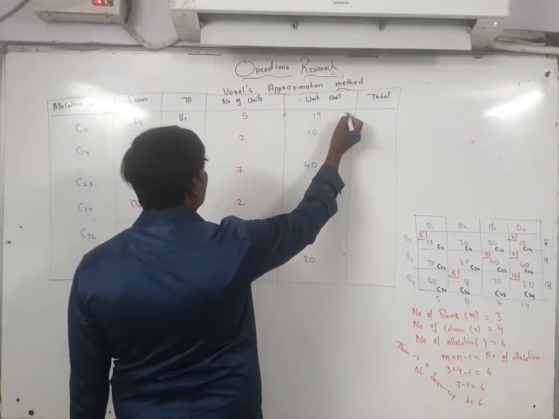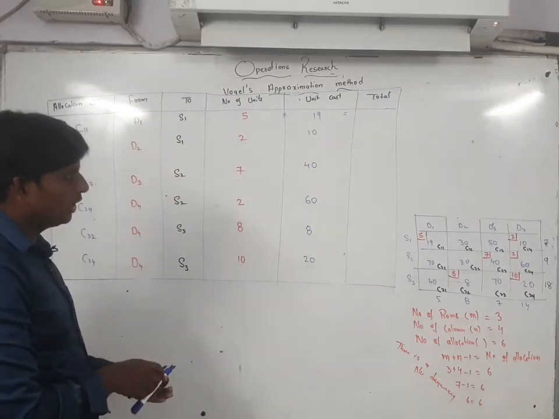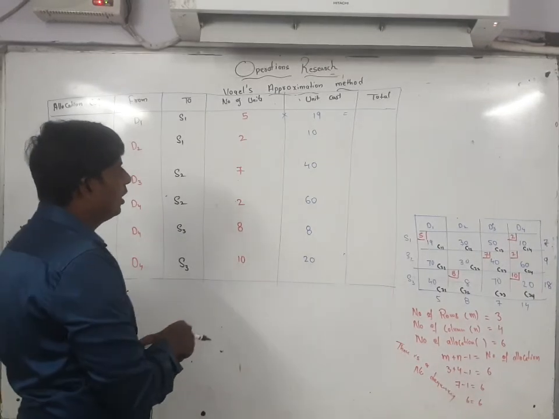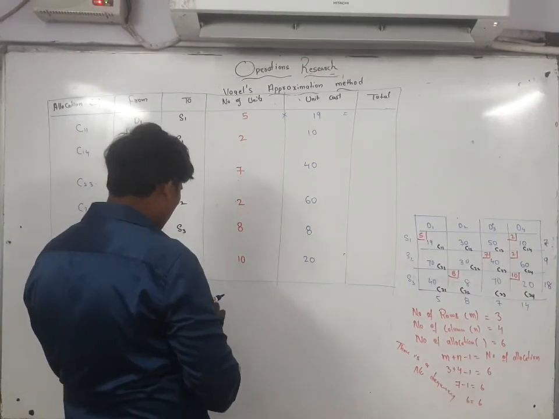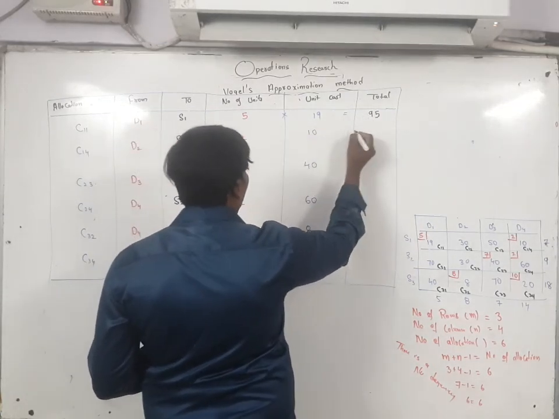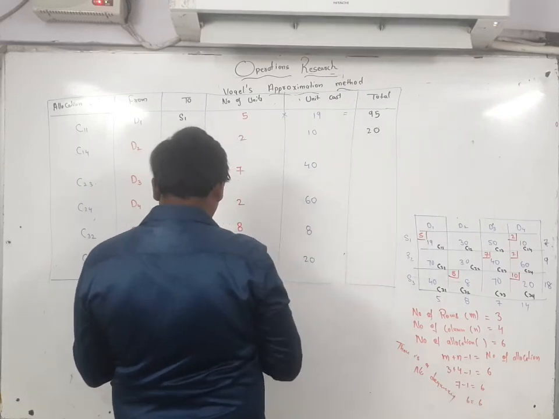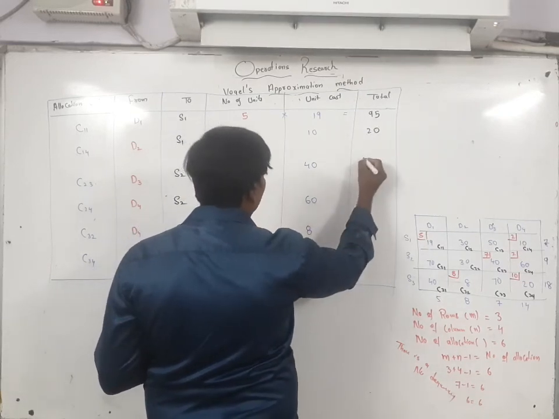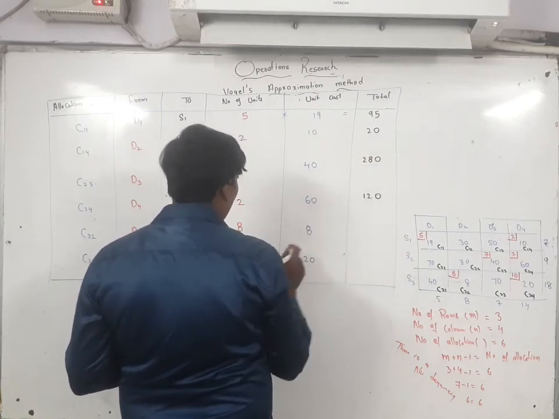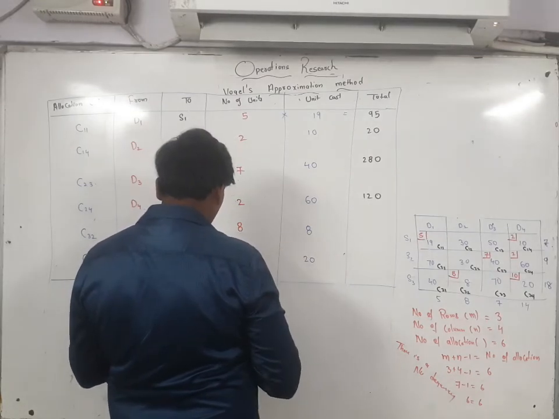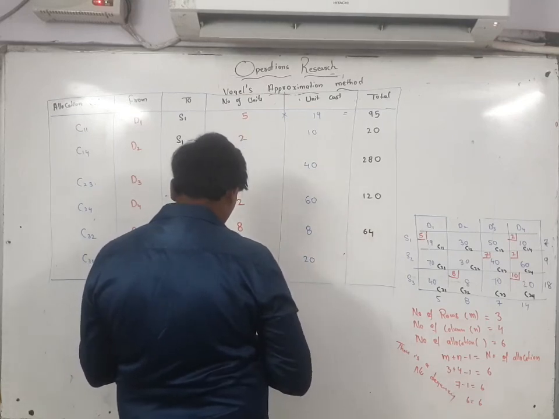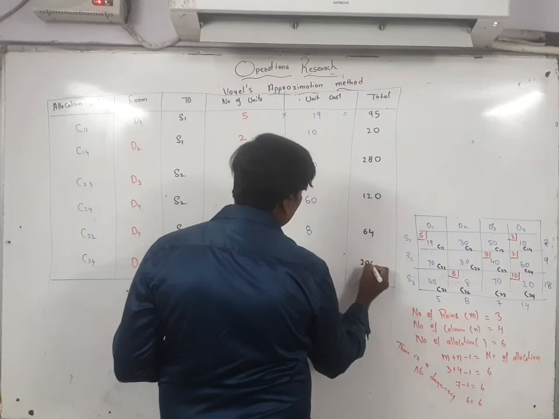Then after that what you have to do? You have to multiply these two and you will get the answer. So how to multiply? 19 into 5. How much are you getting here? 95. Next one, 10 into 2. How much? 20. Next one is 7 into 40. How much? 280. Next one is 60 into 2. How much? 120. Next one, 8 into 8. How much? 64. Next one is 10 into 20. How much? 200. Like this you got.